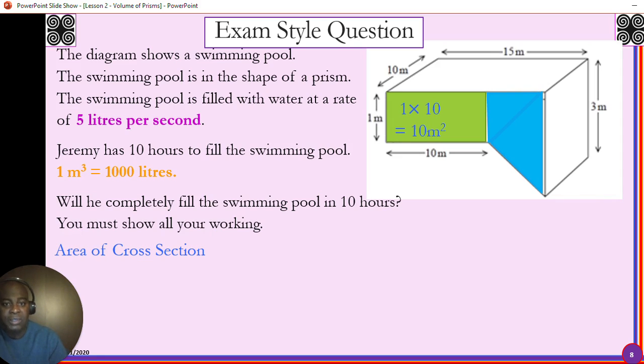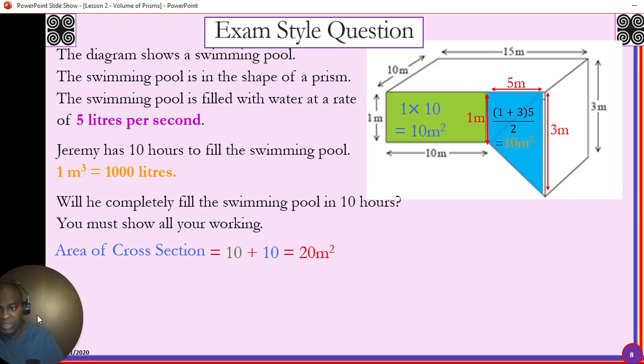First, 1 times 10 is 10 meters squared. Now that's a trapezium. Let's get the dimensions right. So the dimensions are 1 meter on this side, 3 meters, as you can see. But this side is 5 meters because 15 minus 10 gives me that. So the area of the trapezium using (a plus b) times height divided by 2 also gives us 10 meters square. So total cross section is equal to 20 meters square.